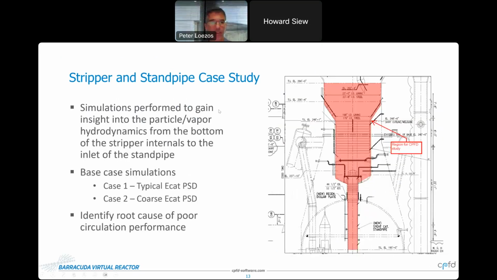Right, so let me talk a little more about the simulations. Simulations were performed to gain insight into the particle vapor hydrodynamics from the bottom of the stripper internals to the inlet of the standpipe. Again, we performed two base case simulations. Case one was with a typical ECAT PSD, and case two was with a coarse ECAT PSD. Taken together, these two base cases would identify the root cause of poor circulation performance. In other words, was it due to the fact that they were circulating a coarse ECAT, or was there an inherent problem with the stripper and standpipe design?